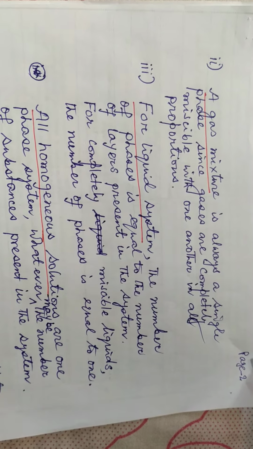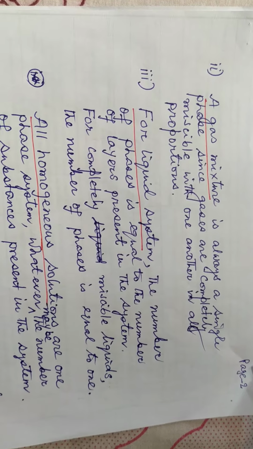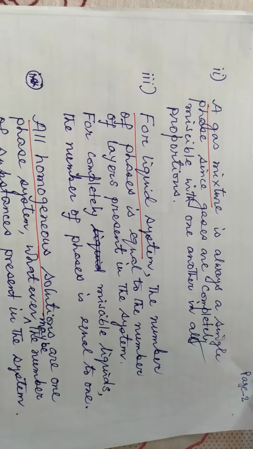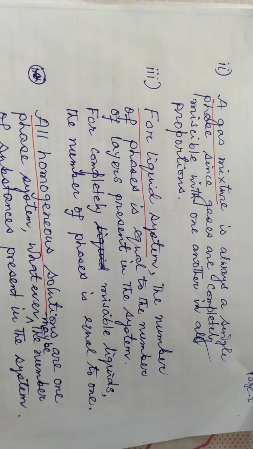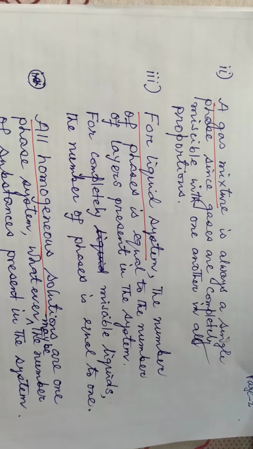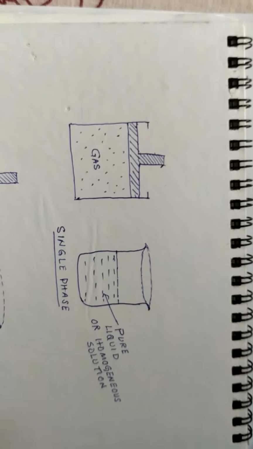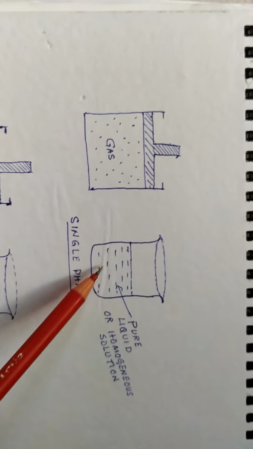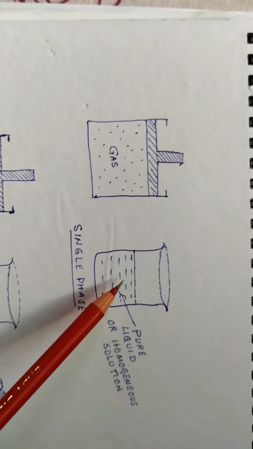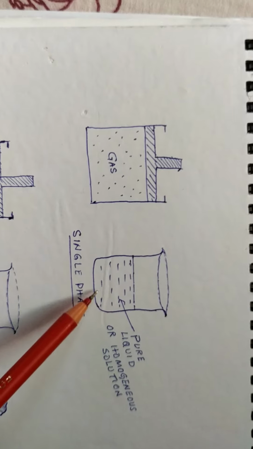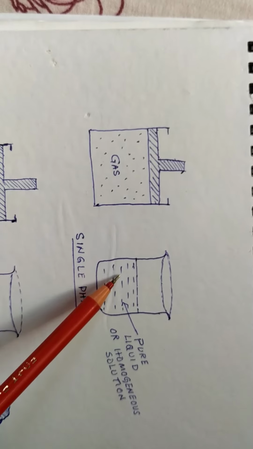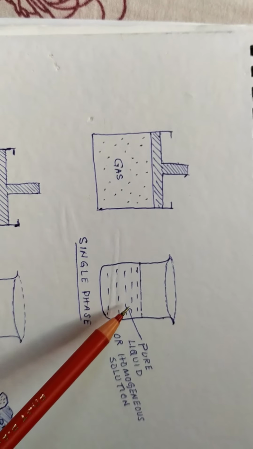Now, for liquids, the number of phases is equal to the number of layers present in the system. For completely miscible liquids, the number of phases is equal to 1. If we take a pure liquid or a homogeneous solution, whatever it may be, this constitutes a single phase. There is no surface of separation inside the liquid. So this is a single phase system.